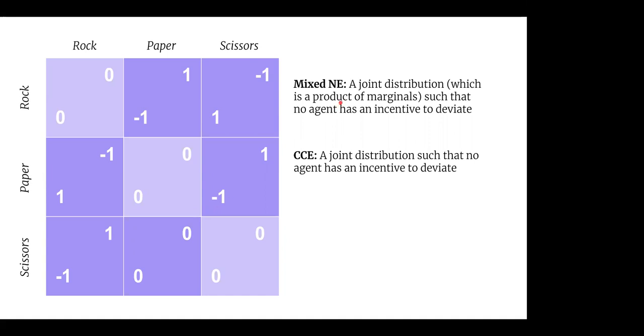As you might imagine, because we've just lifted this restriction of being a product of marginals, the mixed Nash equilibrium is subsumed within the set of CCEs, because it's just a generalization. So now we have the stable strategy, the Nash equilibrium, and the coarse correlated equilibrium. These are 3 solution concepts that game theory gives us that could occur in an interaction between agents.